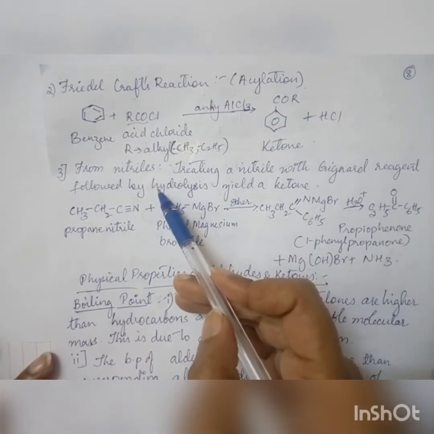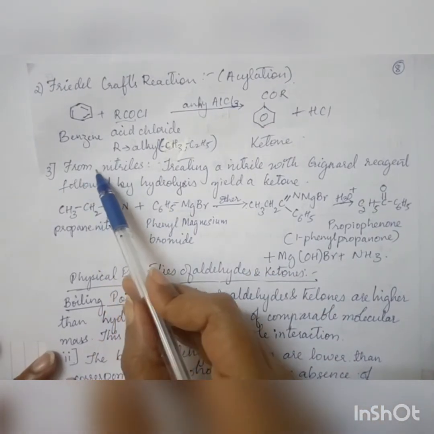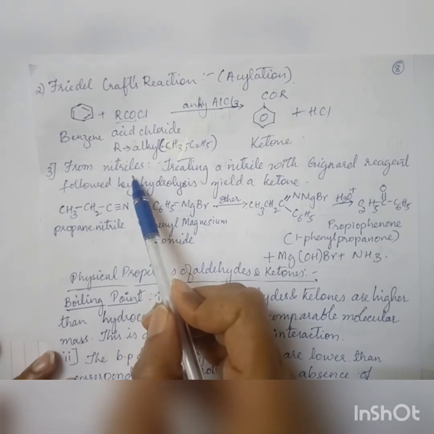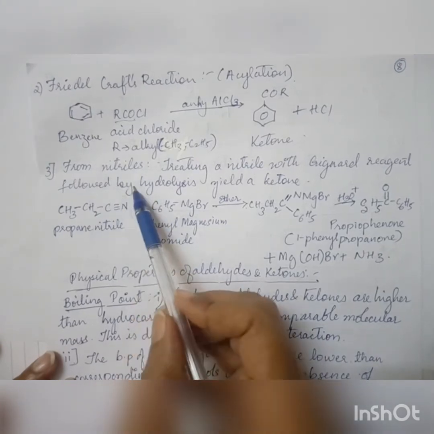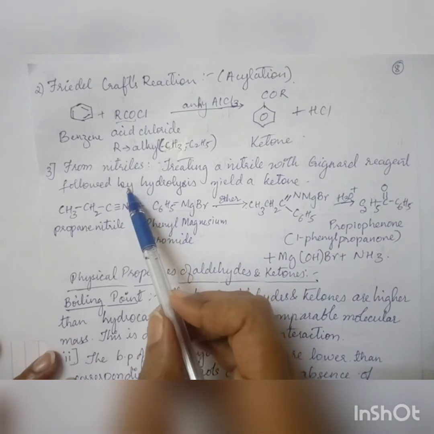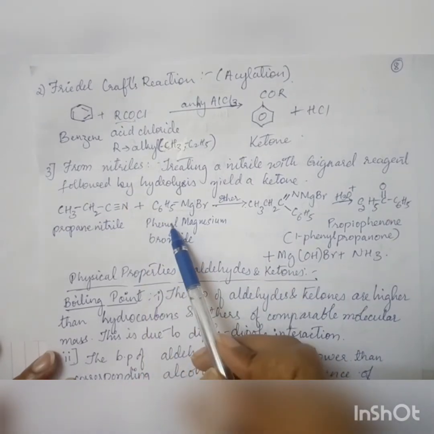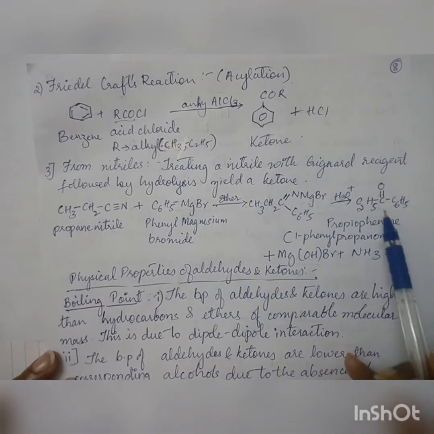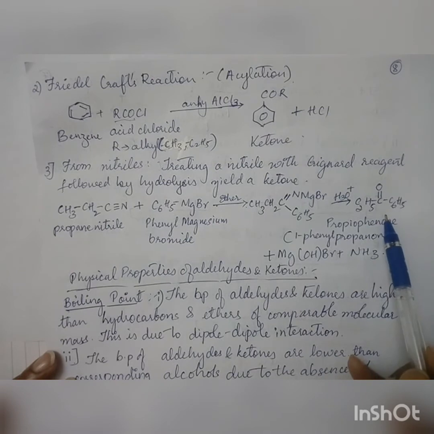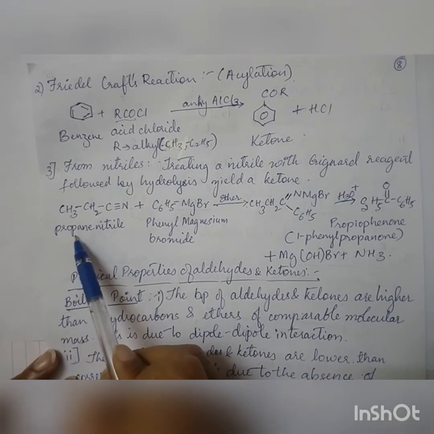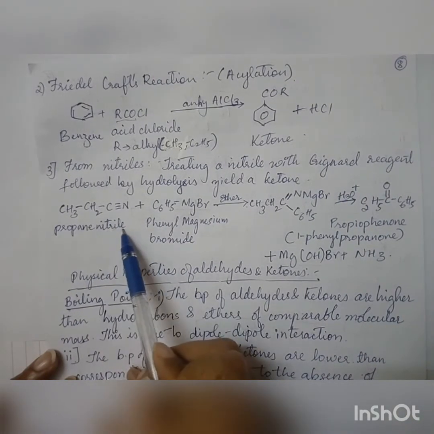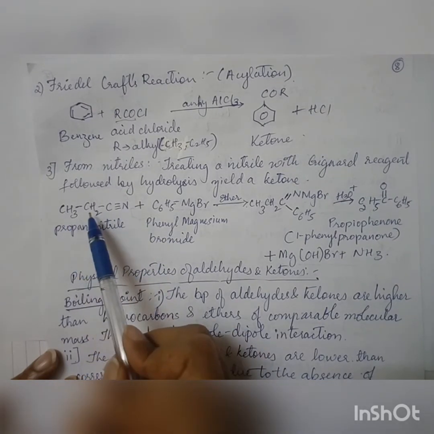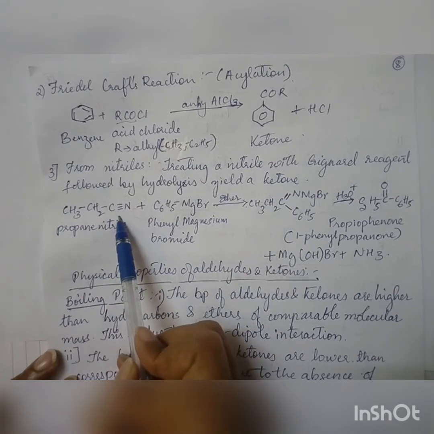Coming to the next method, we have the method from nitriles. Nitriles are nothing but cyanides. When we take the nitrile and treat it with Grignard reagent, followed by hydrolysis, it leads to the formation of the ketone. Now let us take an example of propane nitrile. Propane nitrile, 3 carbon atoms consisting of a nitrile group. So CH3, CH2, C triple bond N.